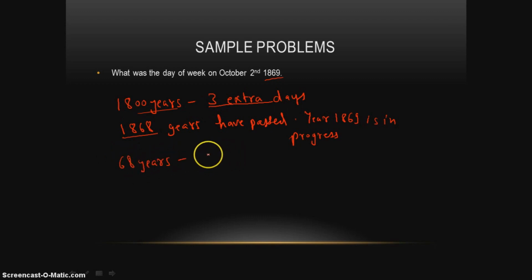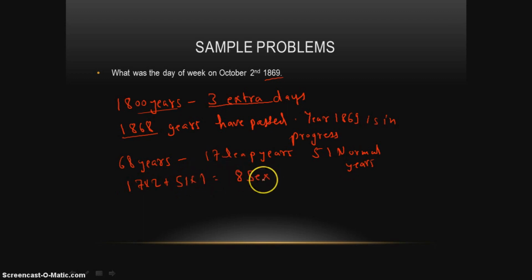Now 68 years, we would find out that there are 17 leap years and 51 normal years. This makes 17 into 2 plus 51 into 1, which is 85 extra days. And we had a carryover of 3 extra days, so total we have 88 extra days, which is 88 by 7.